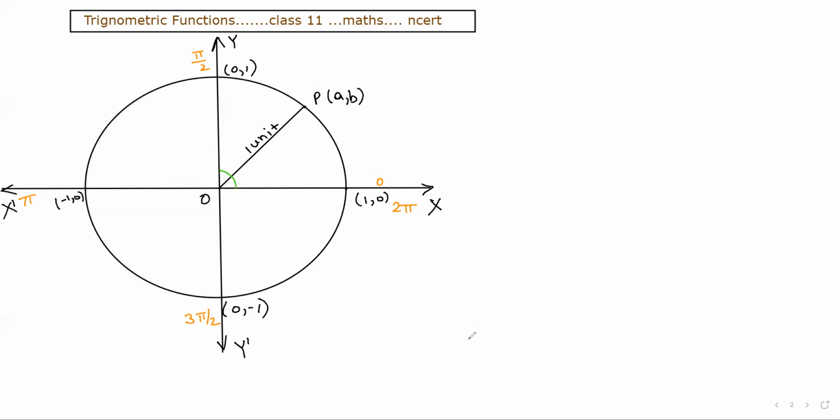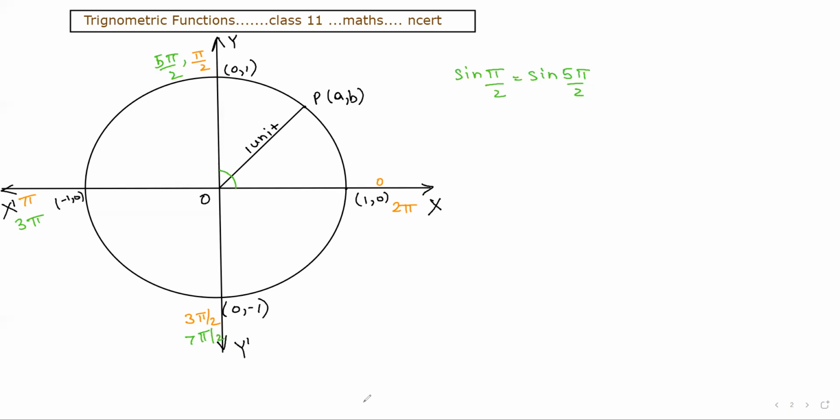If you progress further, then again pi by 2 will be added to 2 pi, which will lead you to 5 pi by 2. This 5 pi by 2 will be the same as pi by 2. They will have the same value. So if I write sine pi by 2, that value will be equal to sine 5 pi by 2. Next, if you continue moving forward, you'll get 3 pi and then 7 pi by 2 and so on. But these are positive angles.